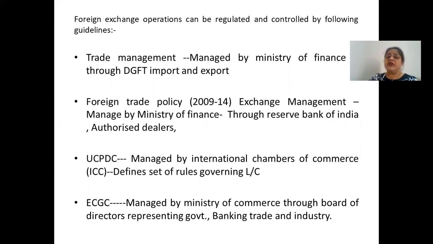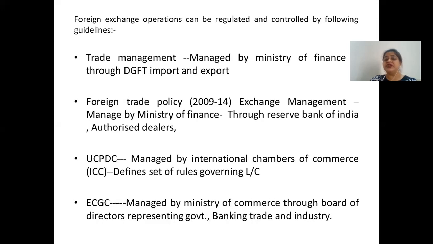Then we talk about the different kinds of organizations which are involved in carrying out or taking care of the different activities. Trade management is managed by the Ministry of Finance through the Director General of Foreign Trade for import and export. And then there is the foreign trade policy, and recently we have the latest policy of 2015 to 20.